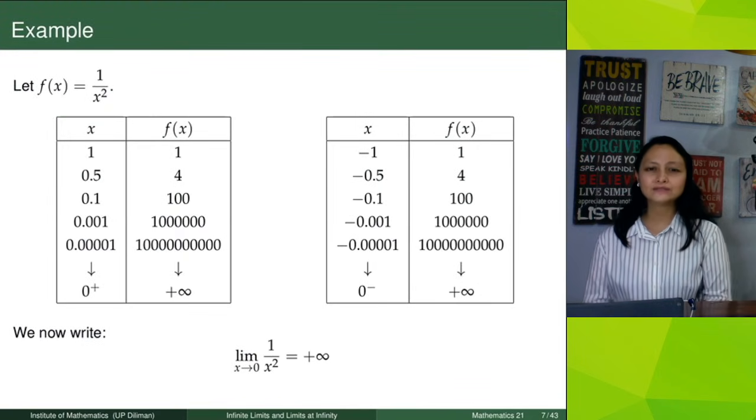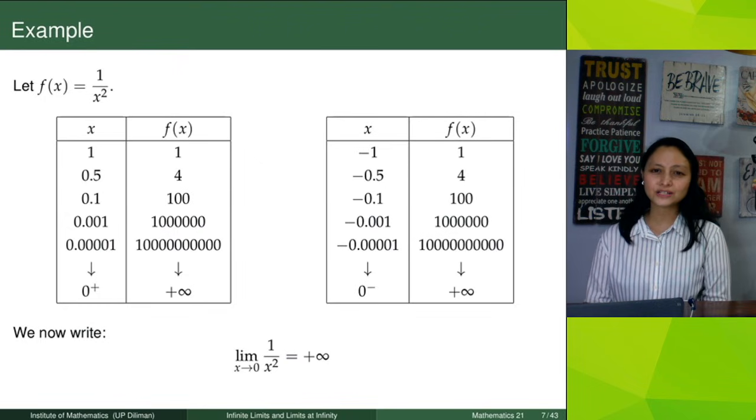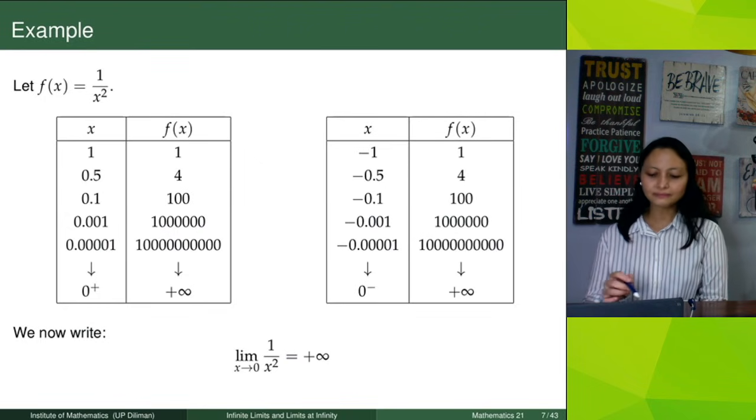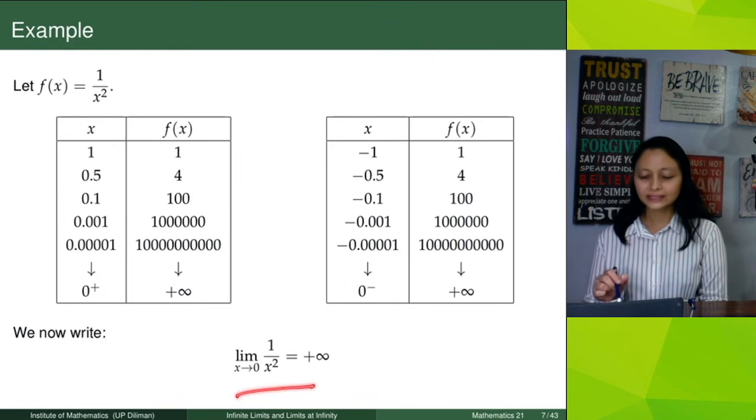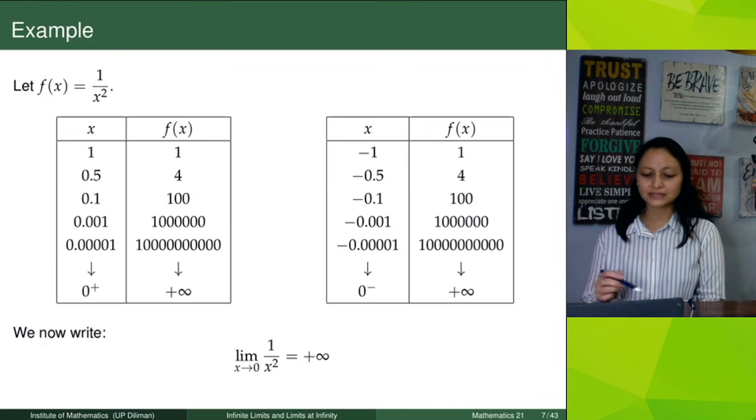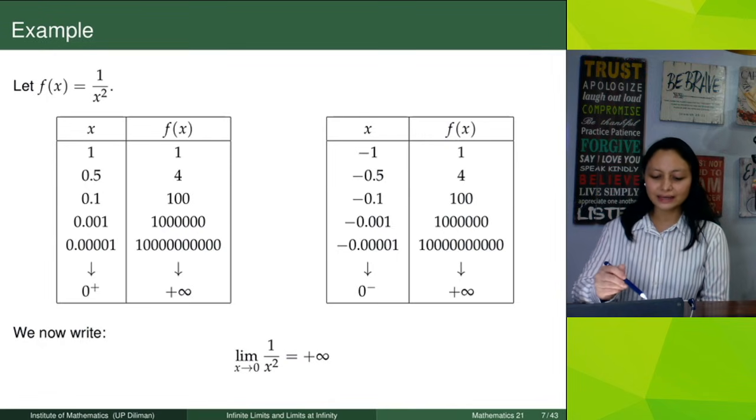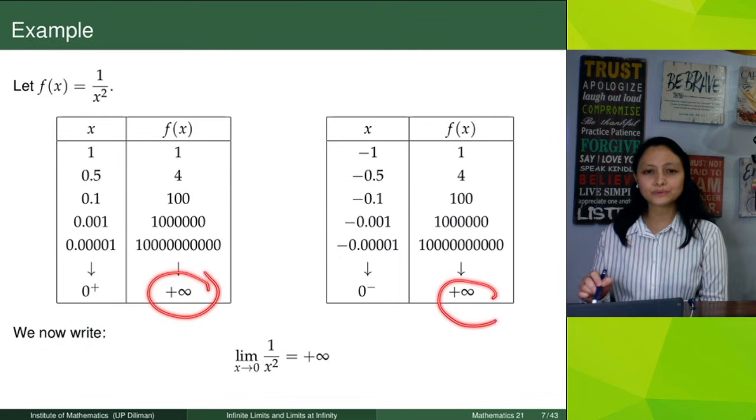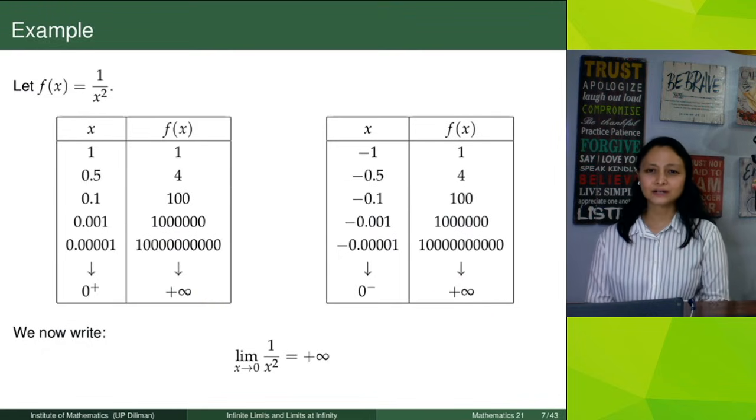Now, if we go back to the example or illustration that we looked at earlier, we can now write this. The limit of 1 over x squared as x approaches 0 is positive infinity. Because as x approaches 0 from the right and from the left, the value of your f of x approaches positive infinity, or it's increasing without bound.